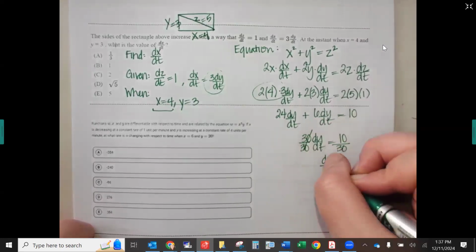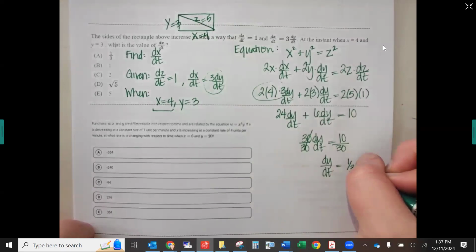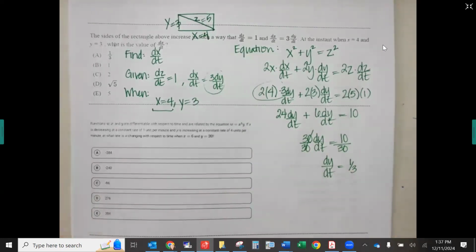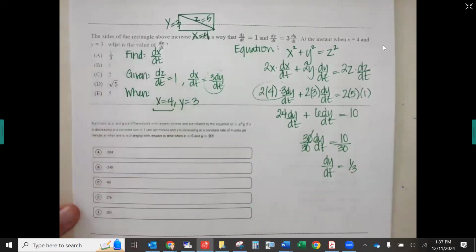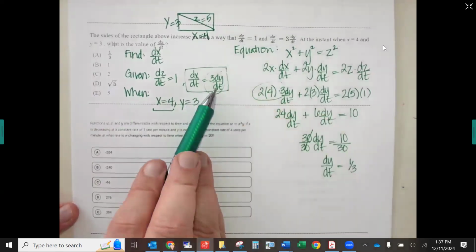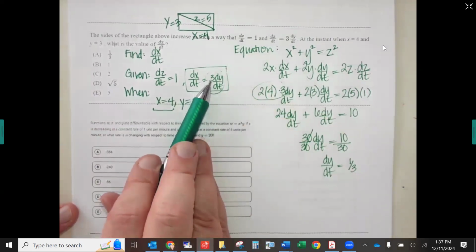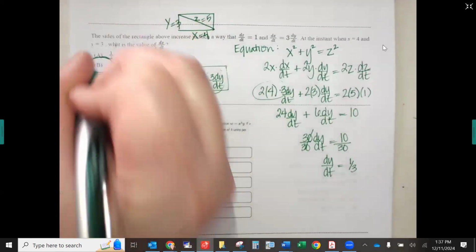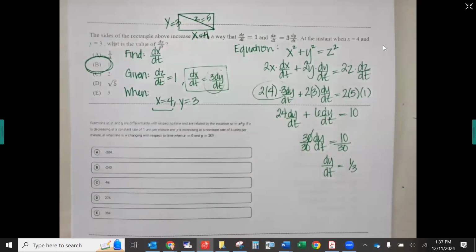Okay, should I circle that as my answer? No. 1/3 is the answer for dy/dt. What are they asking me to find in this question? dx/dt. Now remember though, we know the relationship between the two. Look right here. dx/dt is going to be 3 times whatever dy/dt is. So if dy/dt is 1/3, and then I times it by this 3, what will dx/dt be? 1 is correct. So that would be letter B.